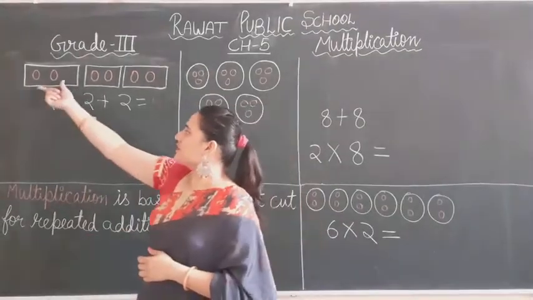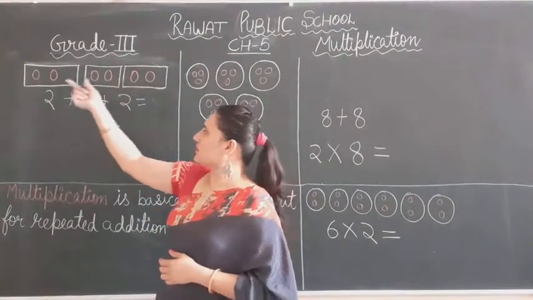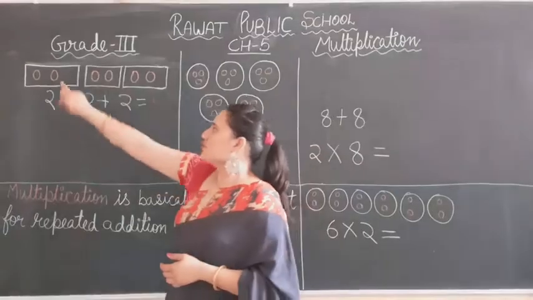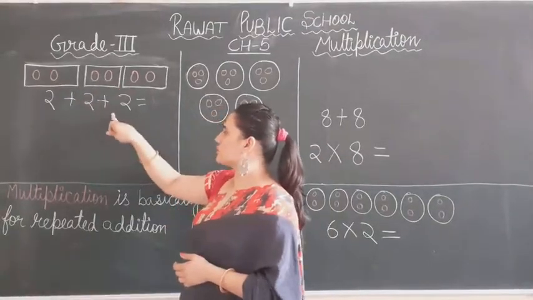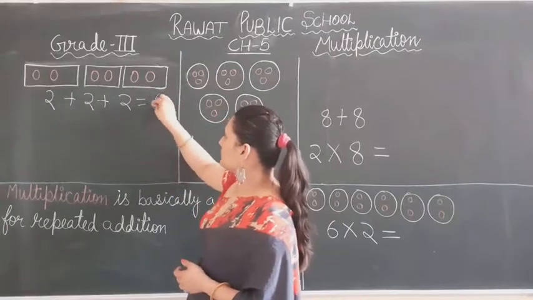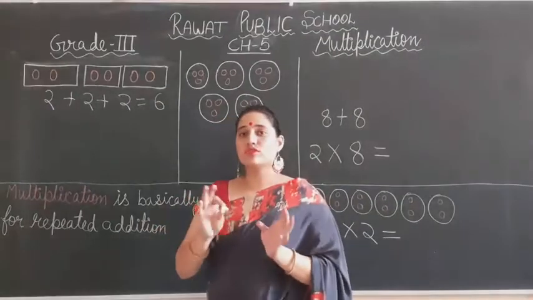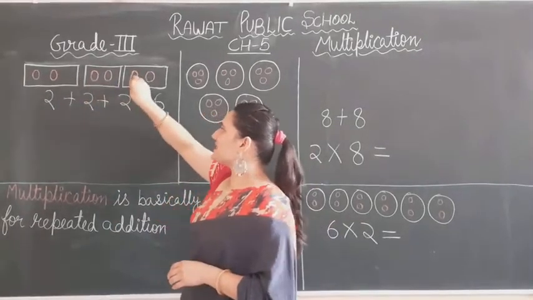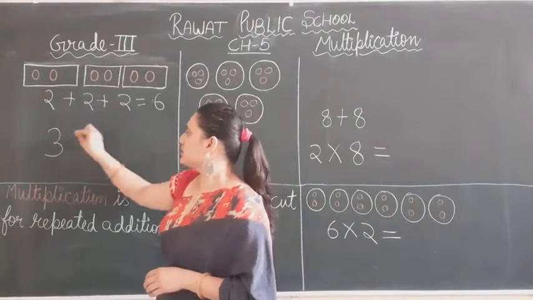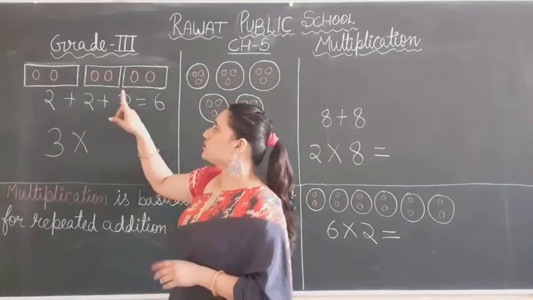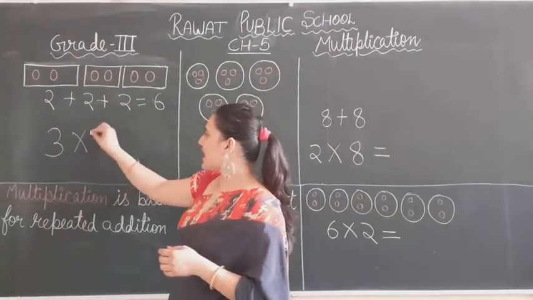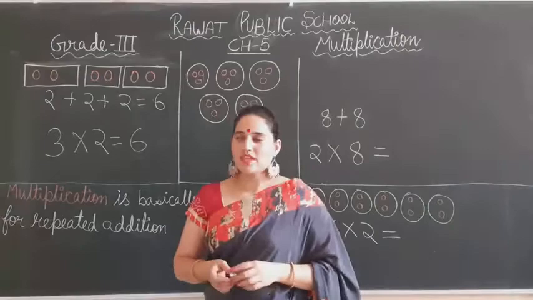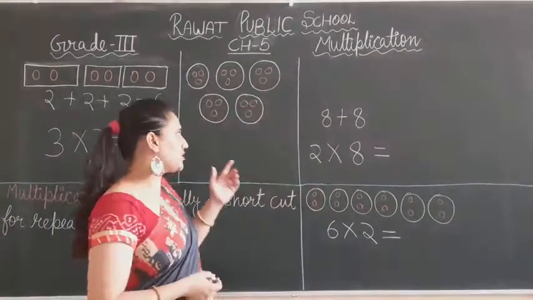As you can see, I drew 3 groups with 2 peanuts each. I am going to write the addition first: 2 plus 2 plus 2, it becomes 6. Now I have to convert it into multiplication. I said 3 times, how many? 2 in each. So 3 times 2 becomes 6. Very easy.